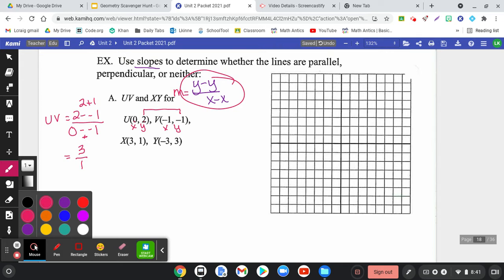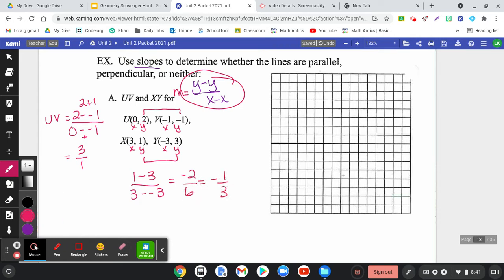Let's find the slope of XY. All right, so again, y minus y, 1 minus 3, doesn't matter what order, 3 minus negative 3. So we have negative 2 over 3 plus 3, which is 6, negative 1/3. All right, so let's compare them. Well, if they're parallel, they're the same. We can see that this is 3 over 1, or just 3. This is negative 1 over 3. They're not the same. So let's figure out if they're perpendicular. Remember, with perpendicular, they're negative reciprocals. So this is positive, this is negative, and it's been flipped. So that means our two lines are perpendicular.